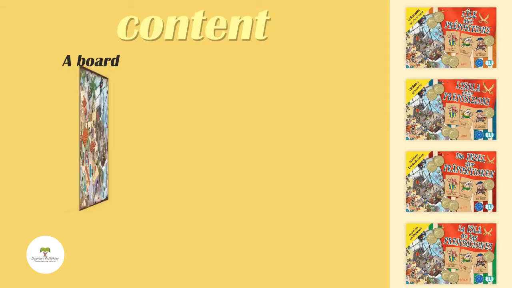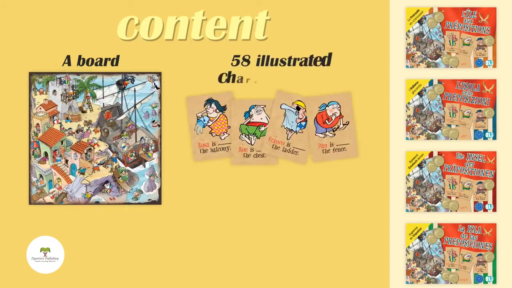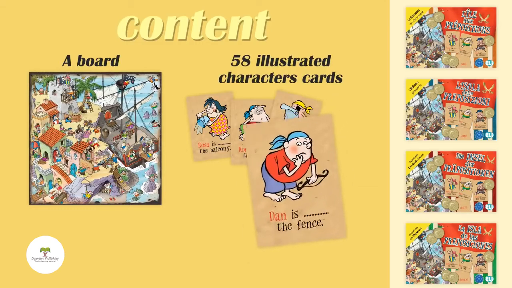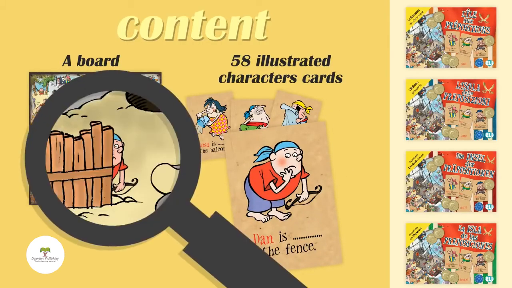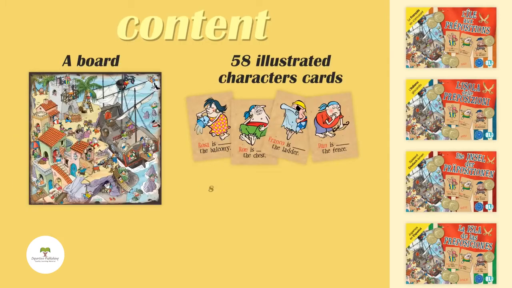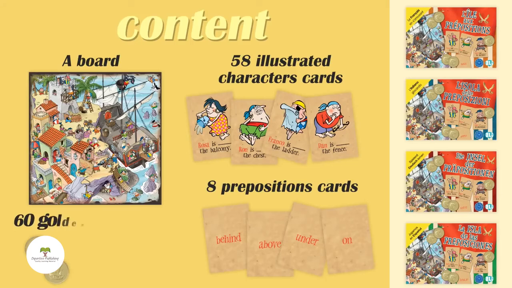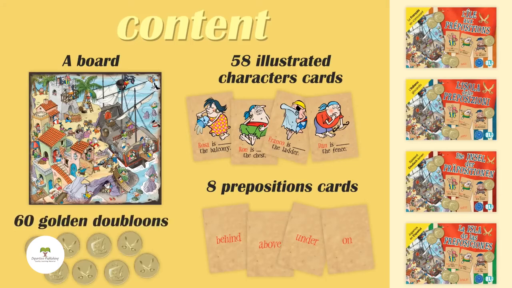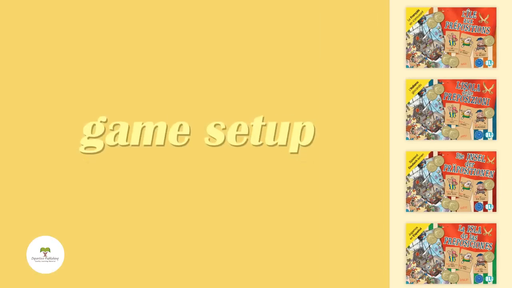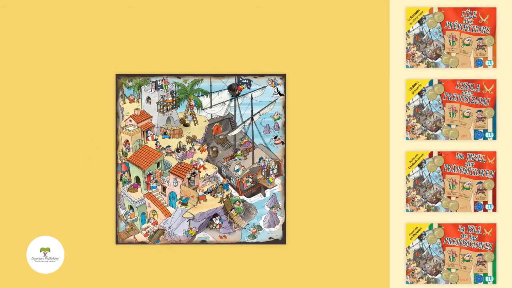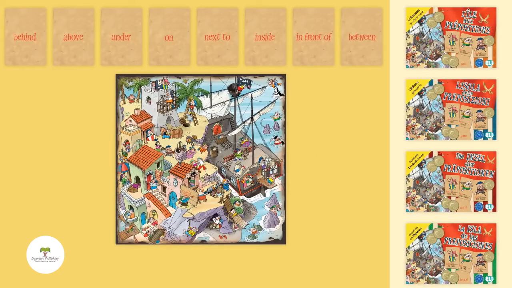A pack of 66 cards. 58 illustrated character cards reproducing the characters with a sentence to locate them on the board. 8 preposition cards. 60 golden doubloons. Fold up the playing board. Place the 8 preposition cards face up, well visible on the table. Place the gold coins on a side. This is the treasure to hunt.